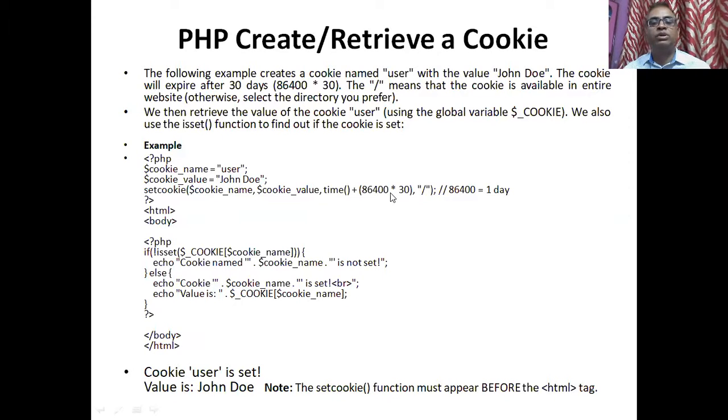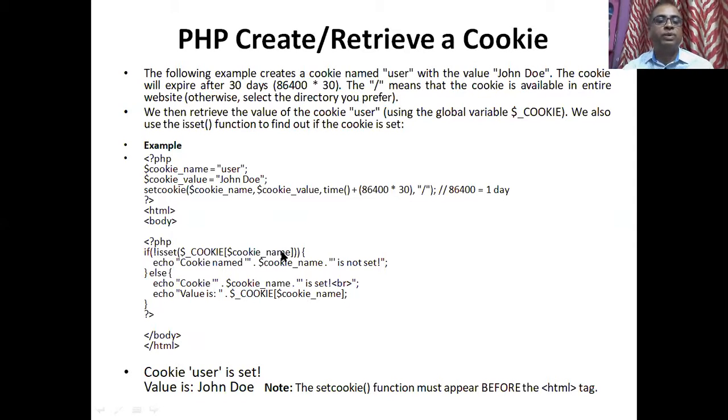So it is going to be valid for 1 month, because for a day it is 86,400 seconds, times 30. And the forward slash is for the entire website, so wherever it is used, it is going to be applicable to the whole website. And then question mark, HTML, body, then PHP. I'm checking isset($_COOKIE[$cookie_name]).